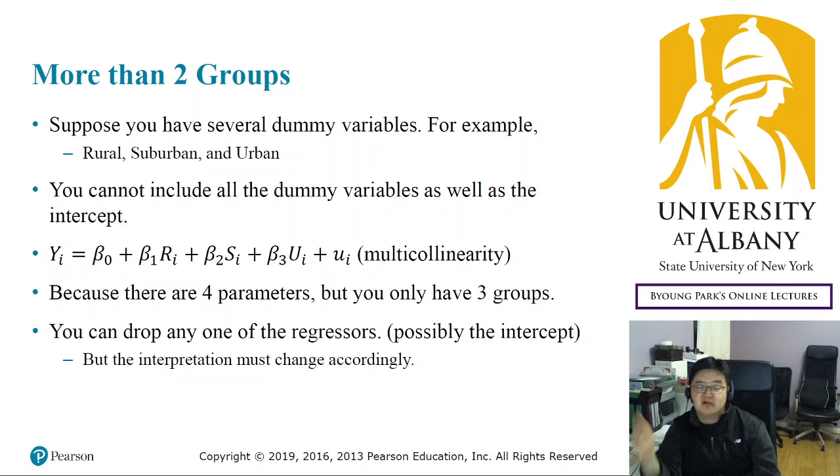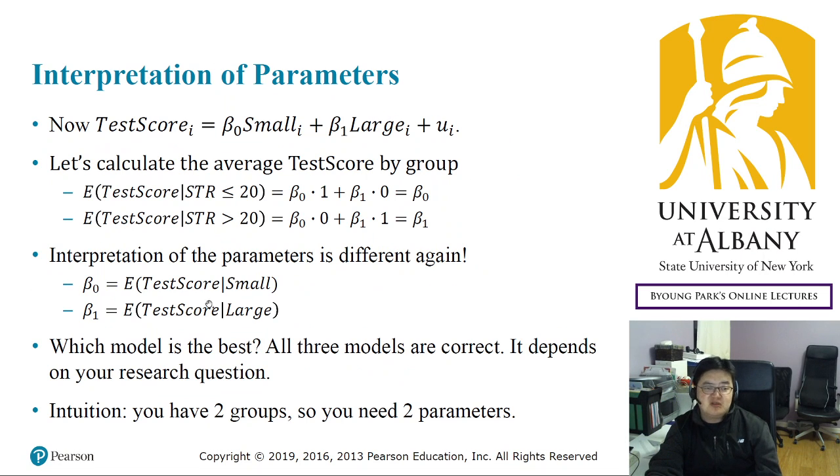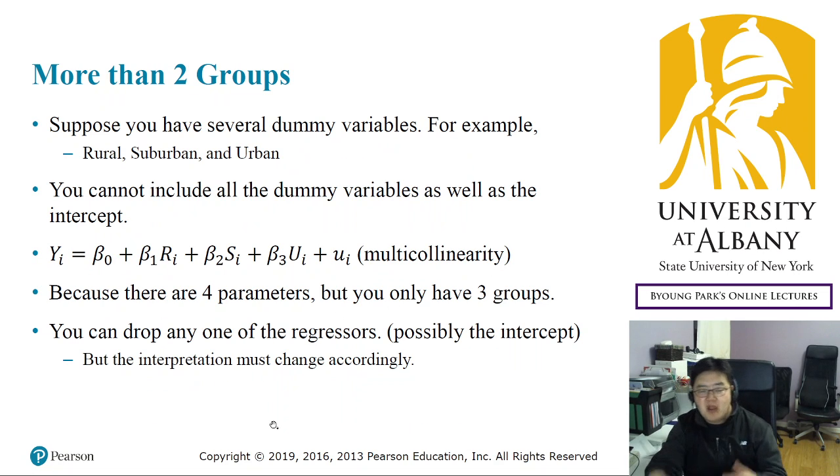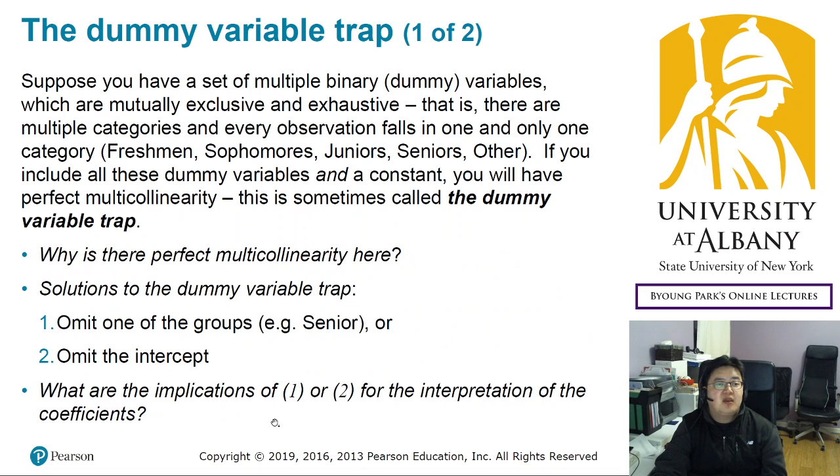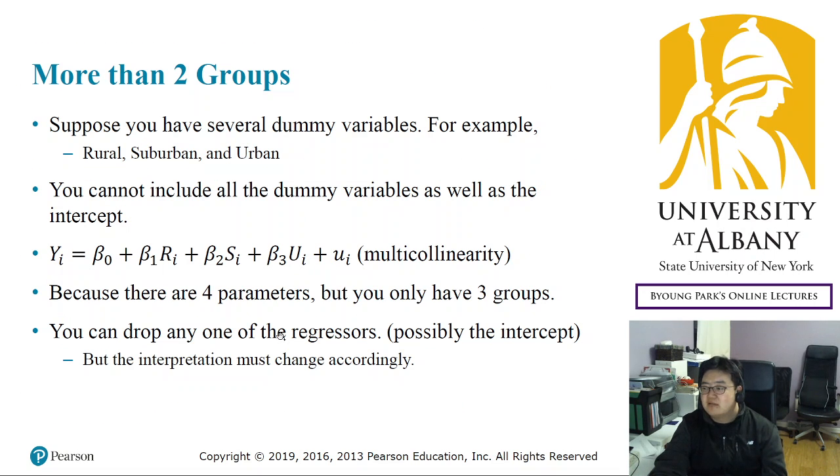But as before, the interpretation should be consistent with your model. Think about this case. Now you will have three averages by group, and three parameters to be interpreted. So depending on your model, think about which parameter is capturing which group, and how you interpret those parameters. Okay, so I will stop the video here, and I will continue more discussion about multicollinearity in the next one. Thanks.